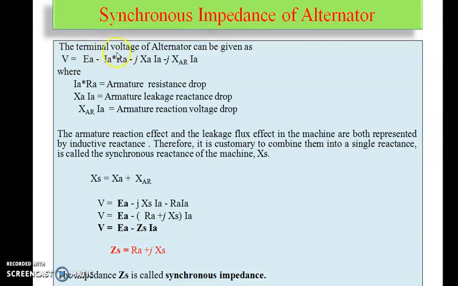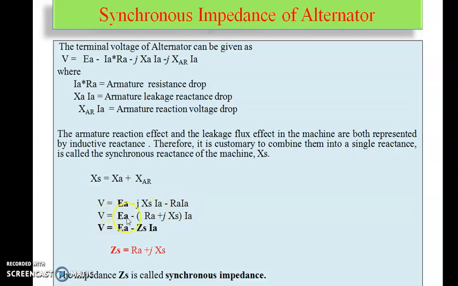Okay, this drop is because of the ohmic drop, that is I square R, I into RA. Now this drop is because of the inductive drop. So I'm combining them: XS equals XA, that is leakage reactance, plus armature reaction reactance XAR. So I replace XA plus XAR by XS, and rewriting this equation, V equals EA minus JXS IA, XS म्हणजे काय, synchronous reactance, into current, minus IARA drop.